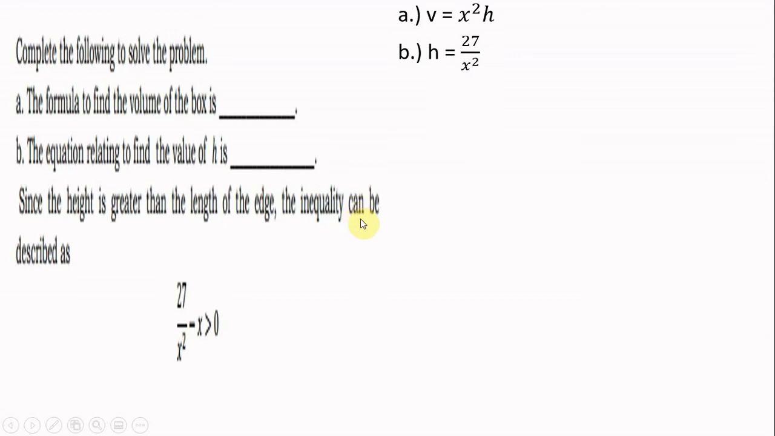Now, one of the conditions that the problem asks is the height should be greater than the length of the edge. So when we write it as an inequality, this is our height, 27 divided by x squared, is greater than x, because x represents the edge. So the height is greater than the edge, which is x. Transpose x to the left side, it becomes negative x. So this is our inequality.